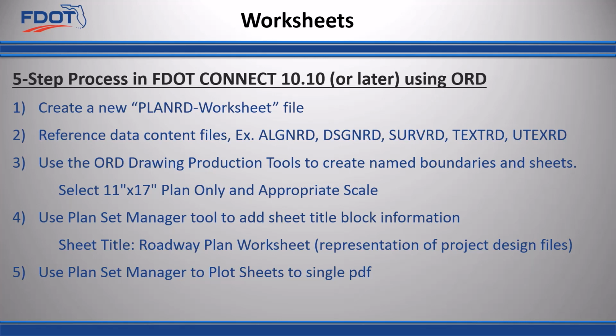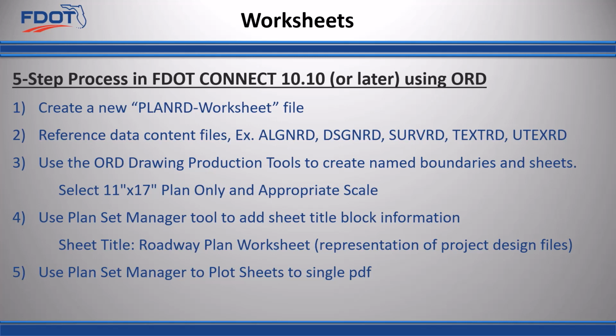The next step is to use the OpenRoads Designer drawing production tools to create named boundaries and sheets. Select the 11 by 17, plan only, option, and the same scale that was used for the large format contract plan sheet. Use the Plan Set Manager tool to add an appropriate sheet title, for example, Roadway Plan Worksheet, or Traffic Control Plan Worksheet, or Utility Worksheet. The last step is to use the Plan Set Manager to print sheets to PDF.